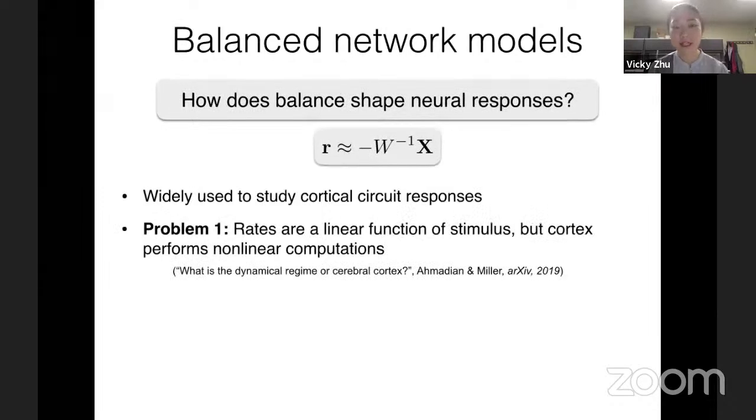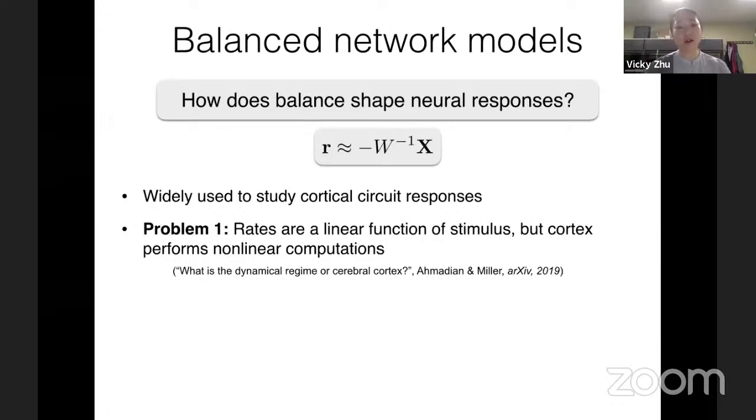Okay, and this analytical expression of the rate has been widely used to study cortical circuit responses through many literatures. However, it has some issues. One of the problems that we face is that, as you might notice, the rate is a linear function of the stimuli. So that means x and r, the relation is linear.